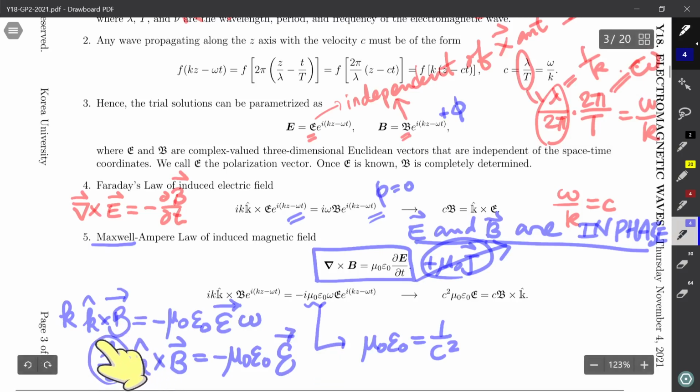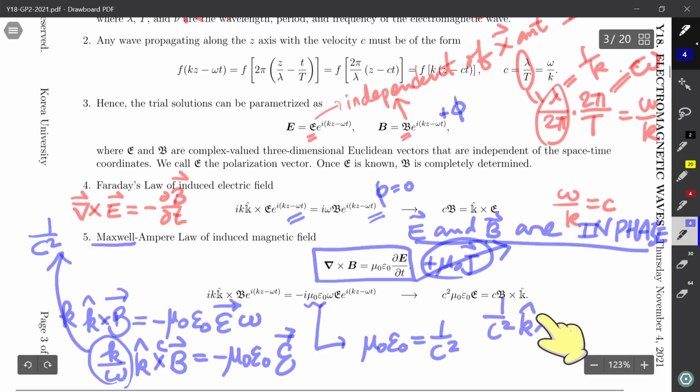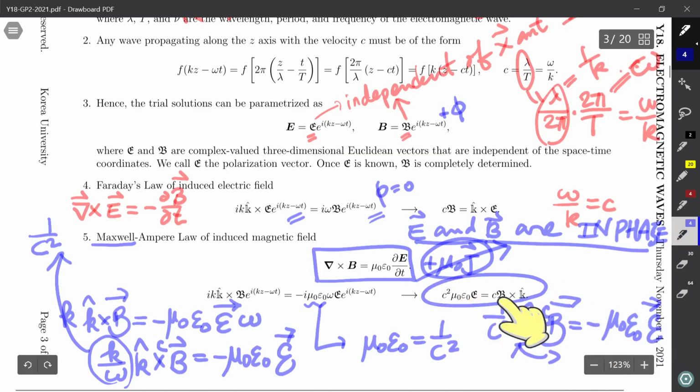And this is 1 over C, and we multiply C to the magnetic field, then we have to divide C. Therefore, 1 over C squared k hat plus B equals minus u0 epsilon 0 E. Therefore, we multiply C squared here and flip the order as CB equals. So this is a C. So we obtain this.